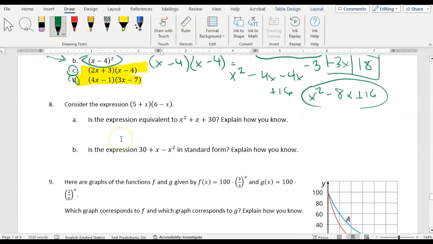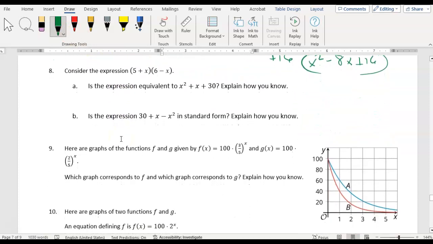All right, number 8. Consider the expression. Is the expression equivalent to x squared plus x plus 30? Explain how you know. So let's go ahead and work this out. We're going to do the first one, 30. We're going to do the outer, minus 5x. We're going to do the inner, plus 6x. And then the last, minus x squared.